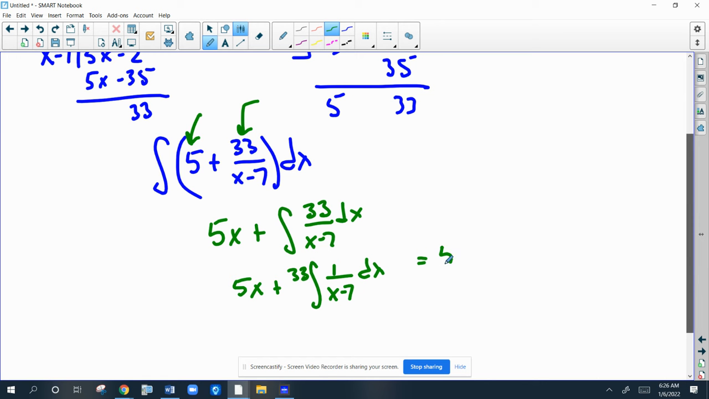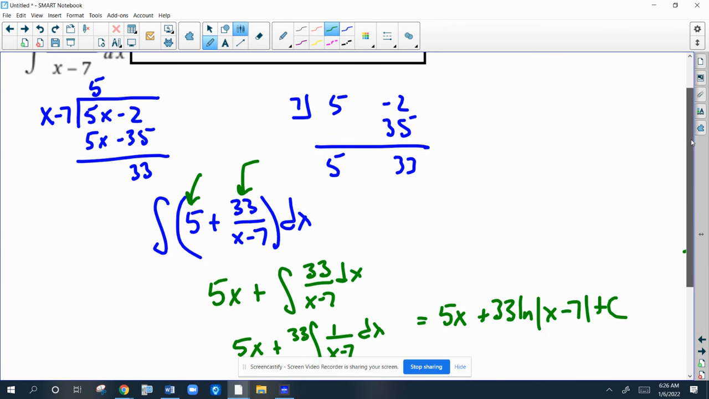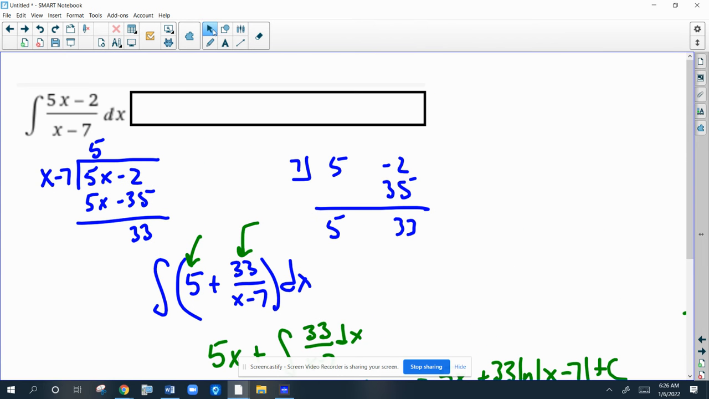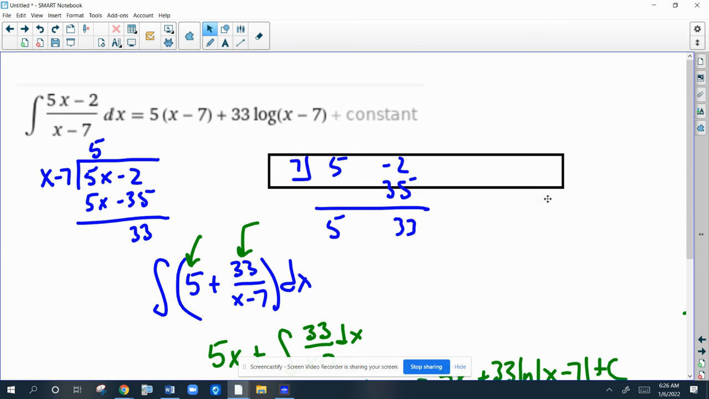So it's an easy integral. It would be 33 times the natural log of the absolute value of the bottom, and then you're done. 5x plus 33 natural log of the absolute value of x minus 7. I did this on Wolfram Alpha.